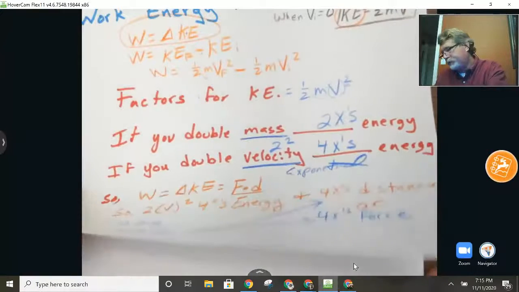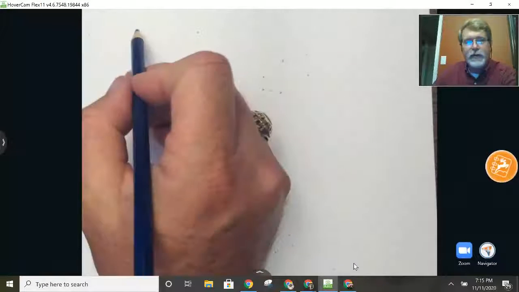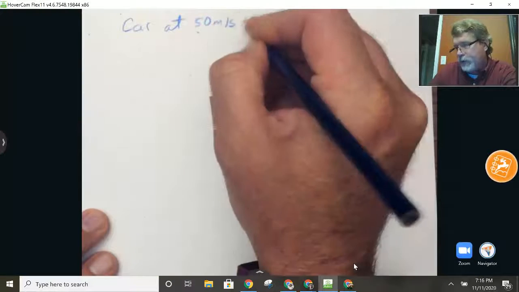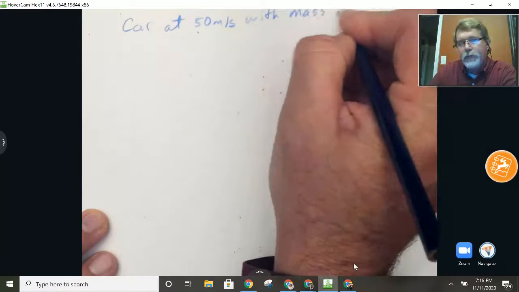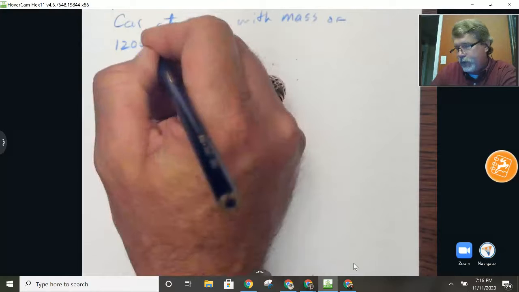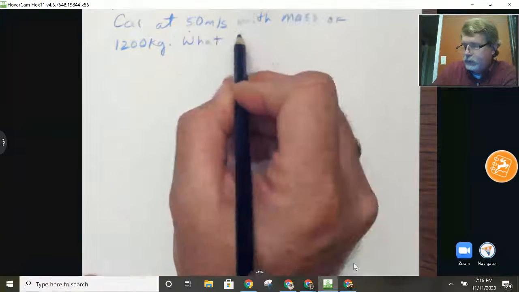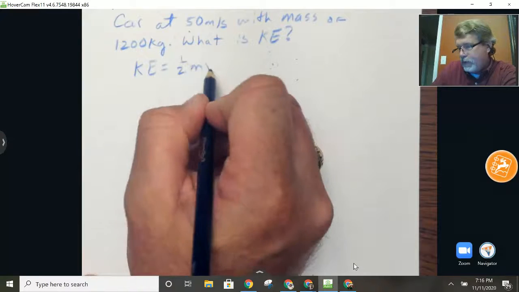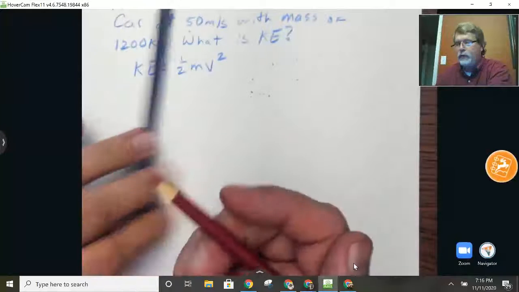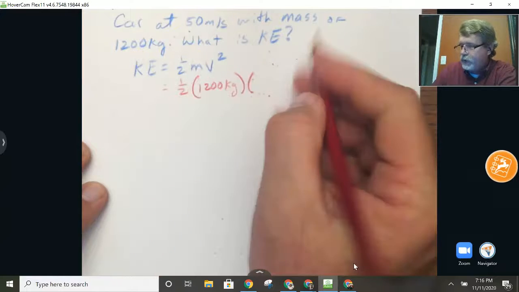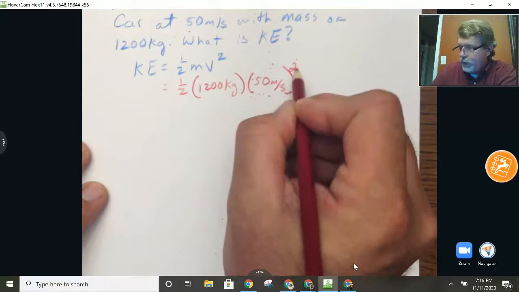All right, so we'll take a moment now to solve a quick kinetic energy expression. Say, for example, we have a car at 50 meters per second with a mass of, I don't know, 1,200 kilograms. What is the kinetic energy? Well, that would be easy. The kinetic energy would be 1/2 mass times velocity squared. So we'll just put that in. We would go 1/2, 1,200 kilograms, times the velocity in meters per second. Don't forget to square it.